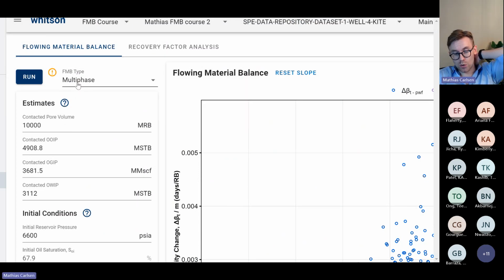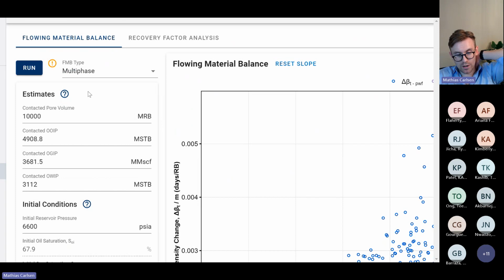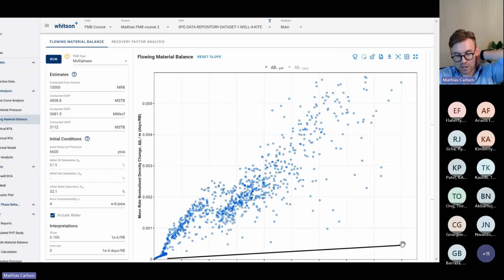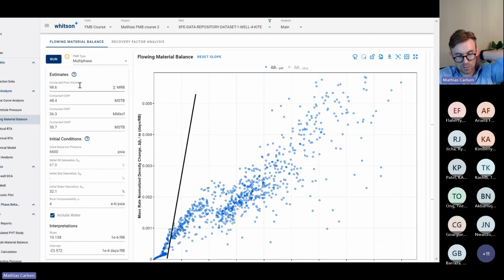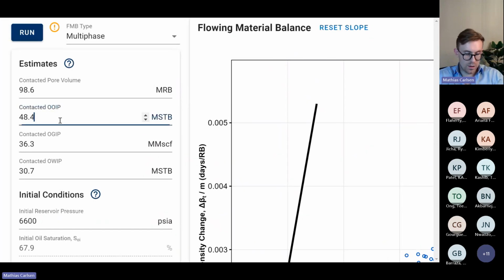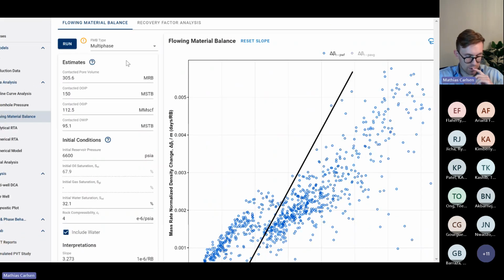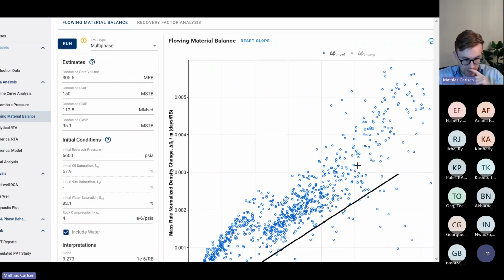This is where you can choose between multiphase or gas. These numbers right here are linked to this line. So when I change this line, release it, these numbers will change. Or if I make this line different, or the number different, the line changes. Okay, so they're 100% linked. We'll get back to how we change the line and stuff later.